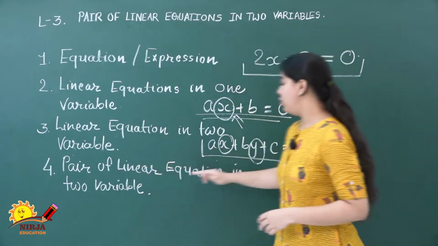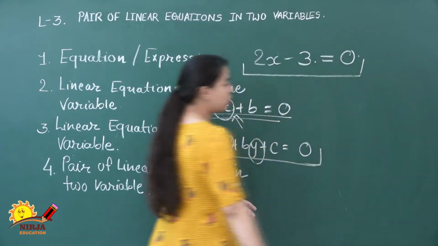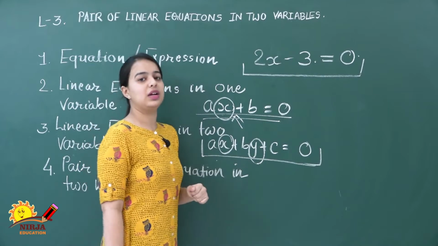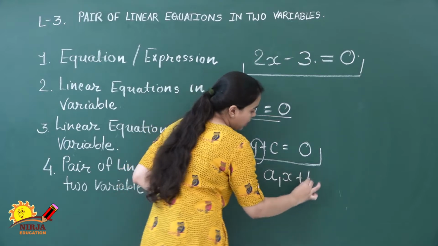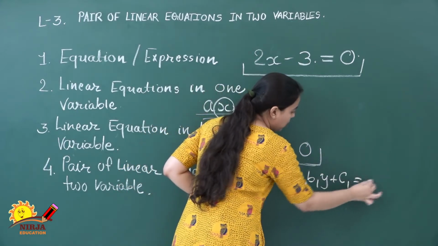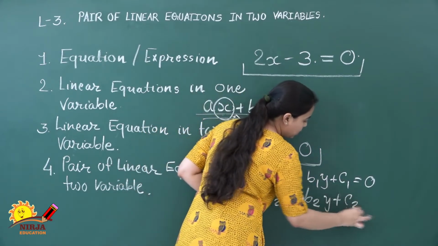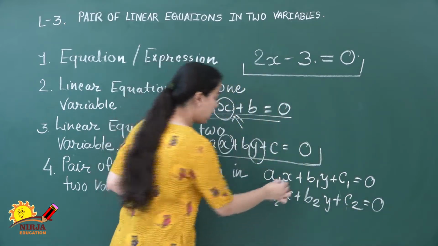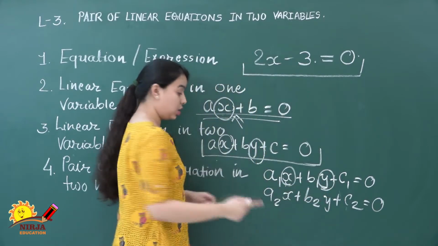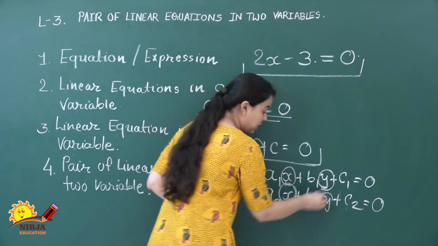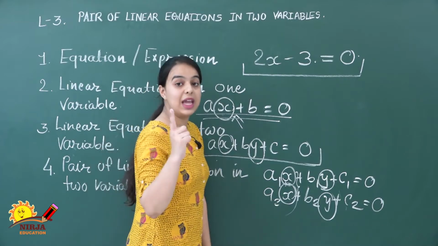Now next, pair of linear equations in two variables. As we all know, pair means two. So if I take two such equations, then we can consider both equations as one pair. Generally we can write a1x plus b1y plus c1 is equal to 0, a2x plus b2y plus c2 equal to 0. As you can see here, in the first equation two variables are there, x and y, and in the second equation also the same two variables are there, x and y. So here we need to note one thing, both the equations have the same variables, right?